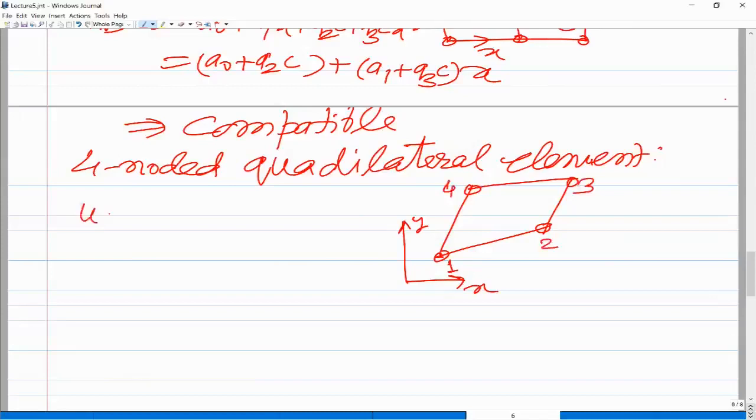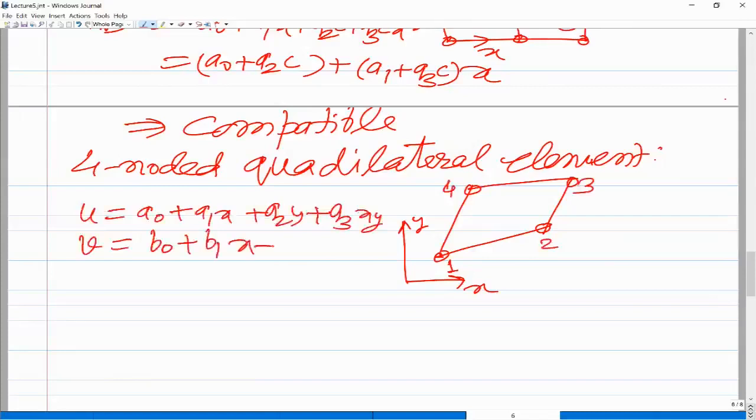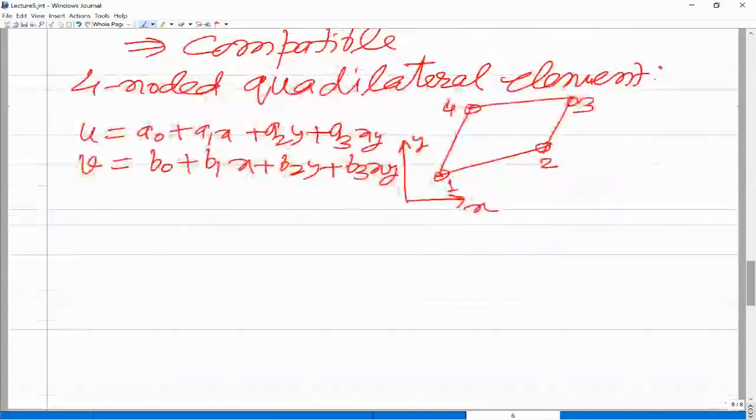That is, in this case also, when you look at the approximate solution, it would be a0 plus a1x plus a2y plus a3xy, where now of course a0, a1, a2, a3 are constants. Similarly, v will be b0 plus b1x plus b2y plus b3xy. Now whether it is compatible or not, that is what we want to look at.